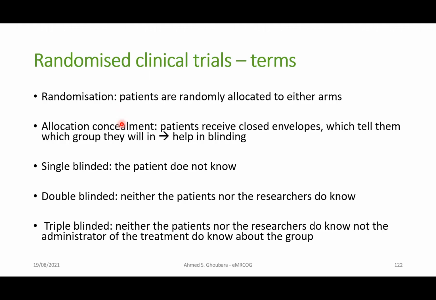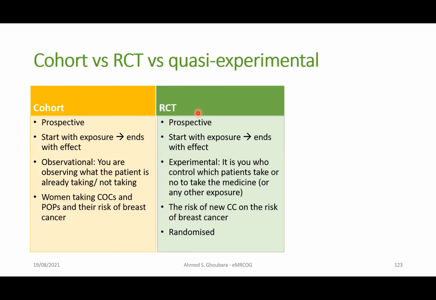Okay, so randomization and blinding, important for accurate studies. So what's the difference between RCT and cohort study? This is a very important concept for you to understand in order to get it right in the exam, okay? Cohort study and RCT, they're both prospective. Both are prospective, right? And both start with the exposure and end with the effect over time.